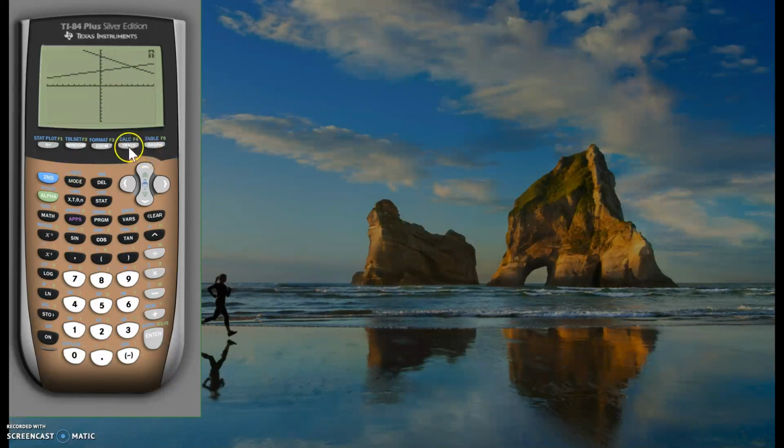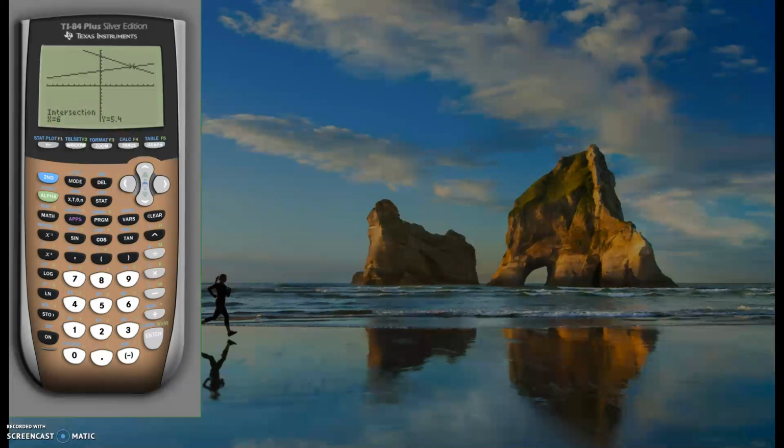If we hit second, trace, which brings us to calculate, I want to know where things intersect, so I choose number 5. And move this guy over here. I call him Toodles because he reminds me of the guy from the Mickey Mouse Clubhouse. So move Toodles over, and right where they cross, as close as you can get it, right about there. Hit enter once, enter twice, enter 3 times, and it'll tell me 6, 5.4.